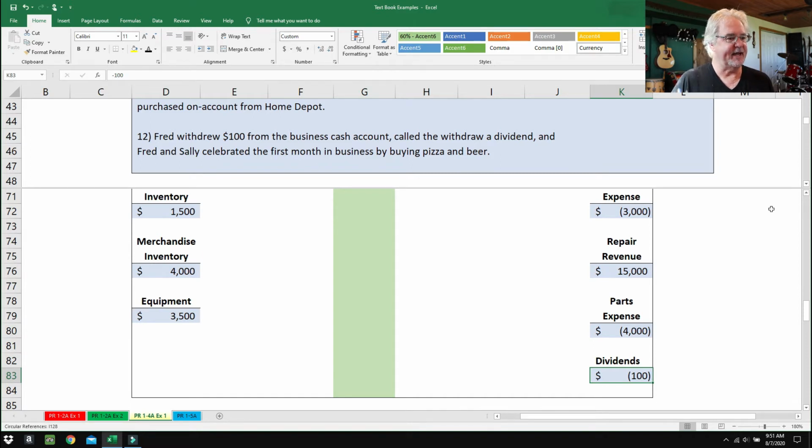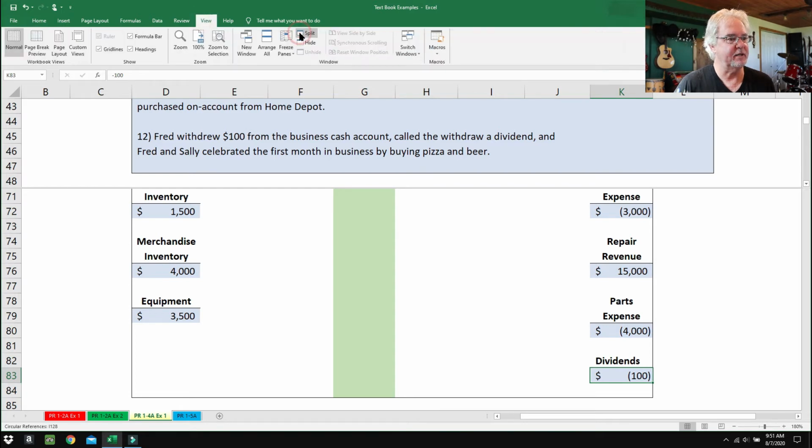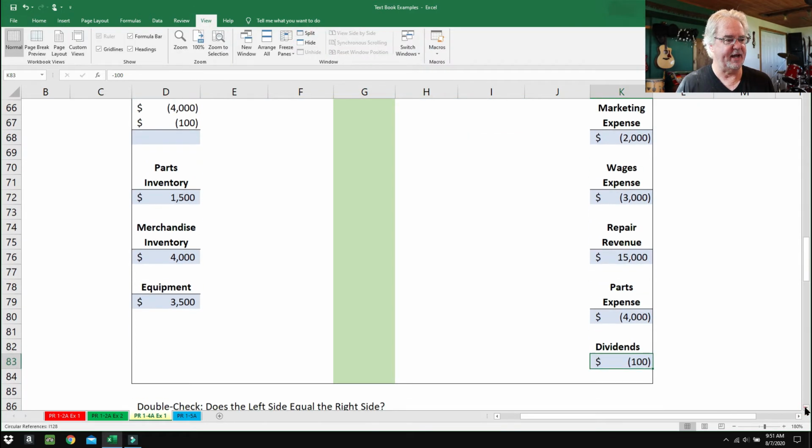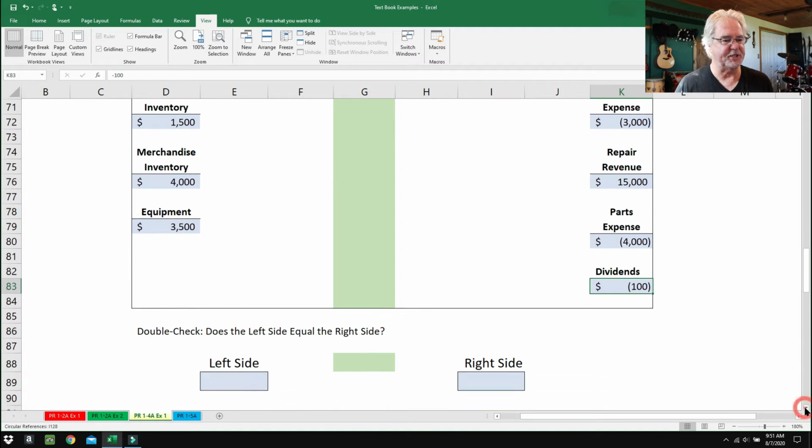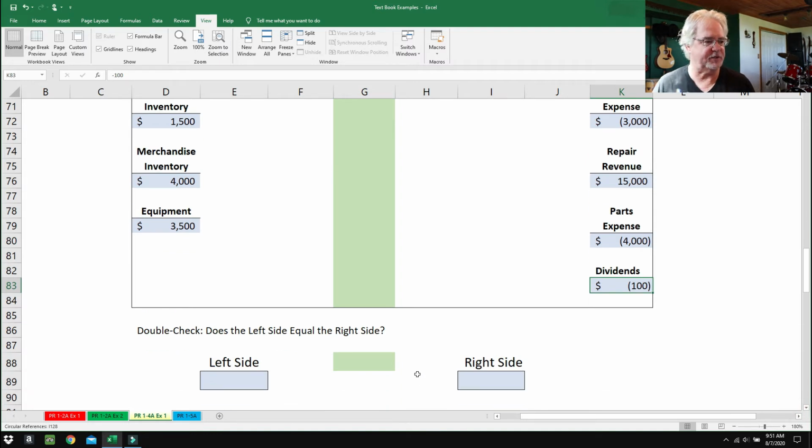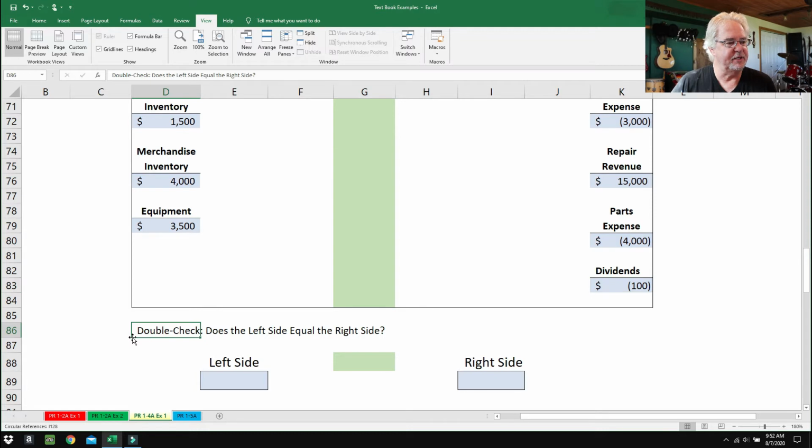So, guys and gals, what we have done, we have completed all of the transactions. So let's come down here to the bottom. I'm going to split the screen. And way down here at the bottom, here's a big question. This is really important, folks. Double check. Does the left side equal the right side? You got to know that. Does the left side equal the right side?